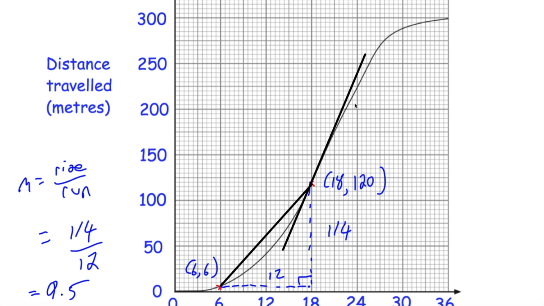If you were to go further to the right, so choose a point over here somewhere, what you'd find is the tangent wouldn't be as steep as this one. If you did choose a point down here, the gradient wouldn't be as steep. So I think it's going to be around here somewhere. Okay, so now let's choose two good points on that tangent.